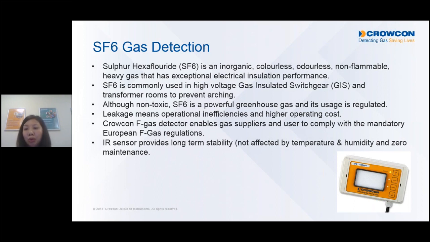Okay. So Crowcon offers an infrared type detector that is better than the conventional semiconductor type. Okay? Infrared, as we know, is stable. It is not affected by humidity or temperature. So it requires very little maintenance. It's something that you just install and you forget. So it doesn't need regular calibration. Okay. But it will work and it will give a stable output. So that is our offer for switchgear room.